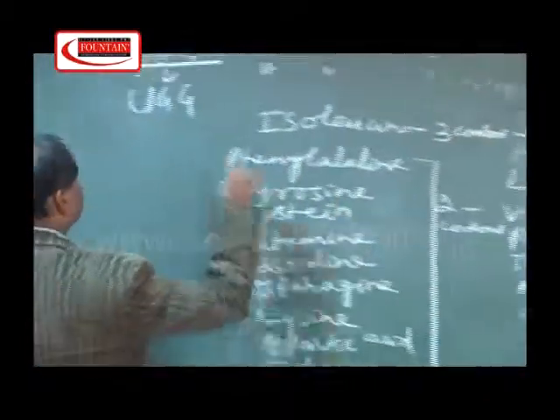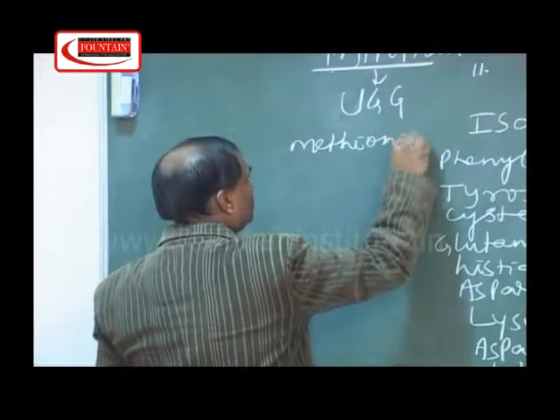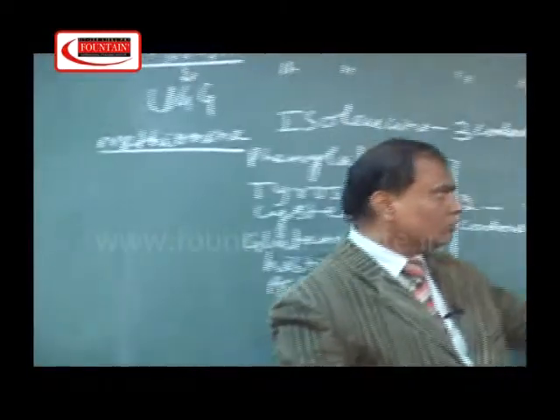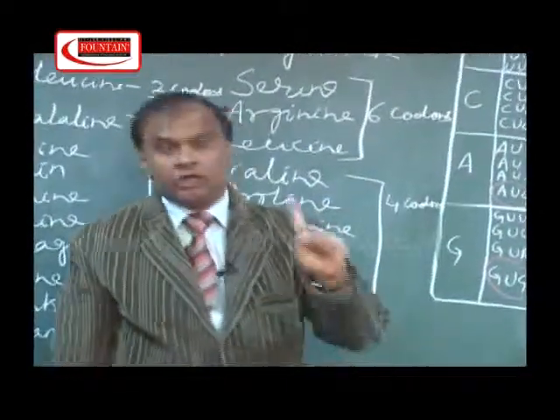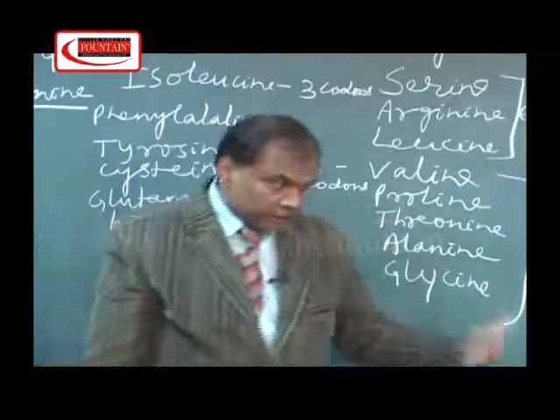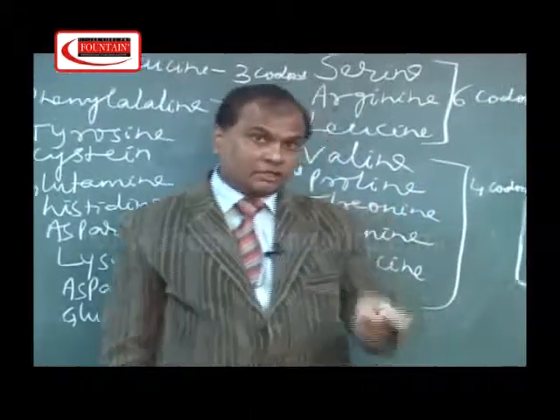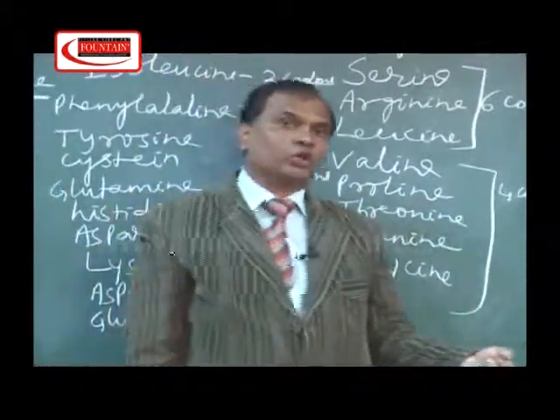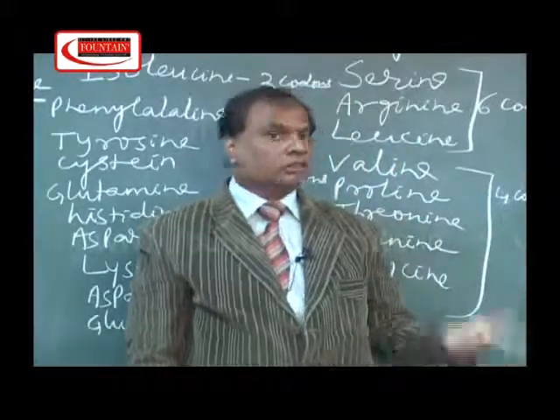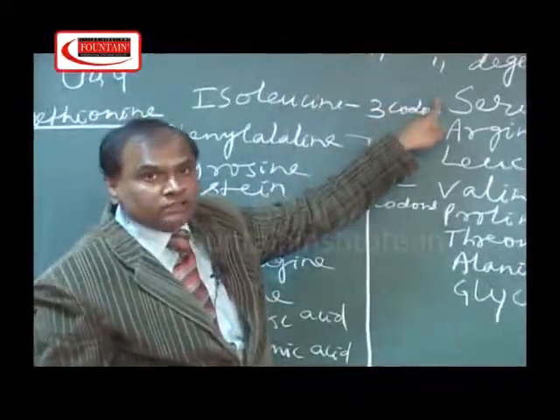And another example is methionine. This methionine also has only 1 codon, and that codon is AUG. But I have already mentioned that in the absence of AUG, GUG will also function as an initiation codon, and in that case GUG can also code for methionine, or will certainly code for methionine. So this is all about the second property, that is, the genetic code is degenerate.